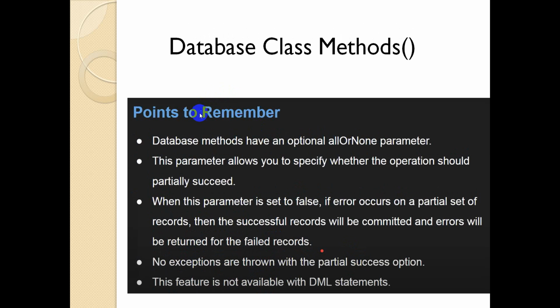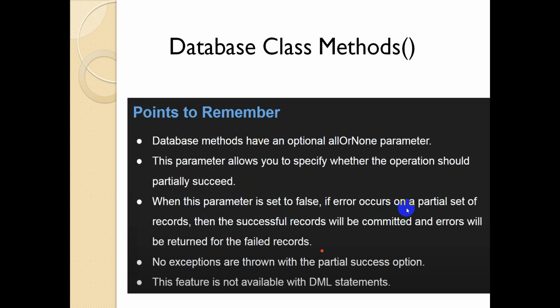There are some points to remember: database methods have an optional allOrNone parameter. It can be true or false. This parameter allows you to specify whether the operation should partially succeed or not. In the DML operation, if you write insert accountList and there is a mistake in the code, it will not insert. But in this, it will partially succeed, and the records that succeed can be saved to the database.